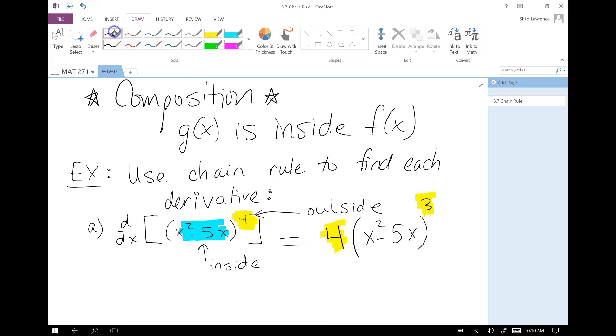And then we also need to multiply by the derivative of what's inside. So now we'll take care of the x squared minus 5x. To do the derivative of that, we just do the power rule for each piece. What's the derivative of x squared minus 5x? 2x minus 5.